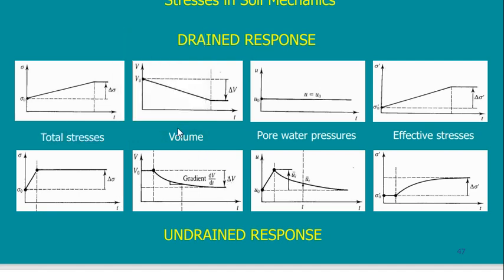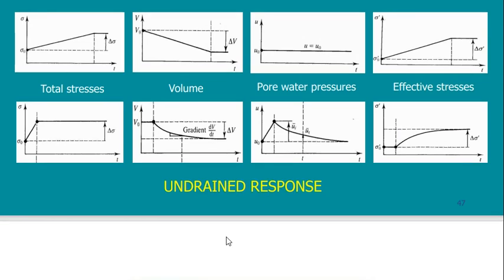How will the volume be presented? Of course, if I add the stress here, the volume will decrease. But here the volume will decrease in a way different from this way, and so on. How is the pore water pressure going to be presented for both cases? How is the effective stress going to be presented for both cases? If you understand these 8 figures, then you understand the drained and the undrained for all cases of water.